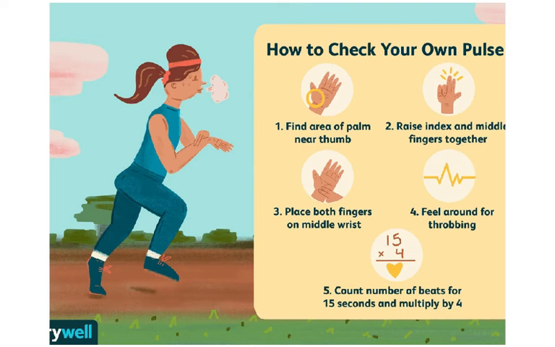Now you can see here is a diagram of how to check your own pulse. Number one, find an area of the palm near the thumb, raise the index and middle fingers together, place both fingers on the middle wrist, feel around for the throbbing, and then count the number of beats for 15 seconds and multiply by 4. So this is a very easy way to check your own pulse, and everybody should know how to do this.